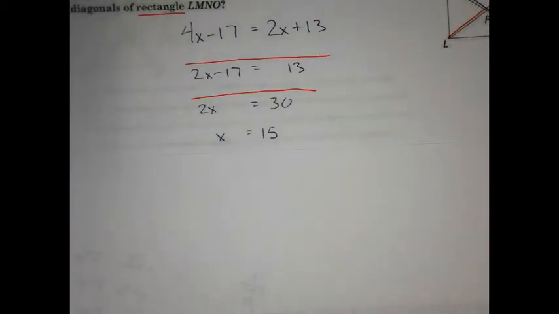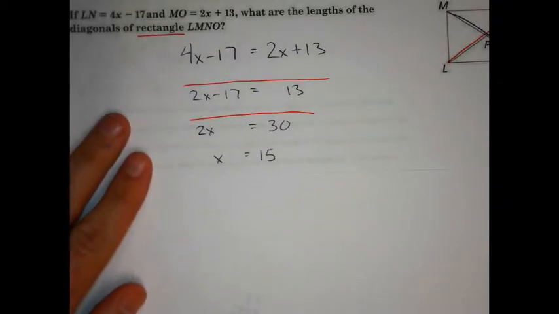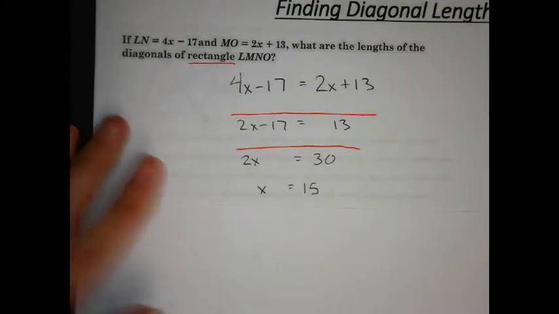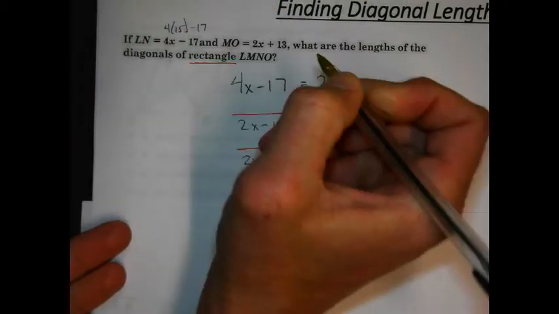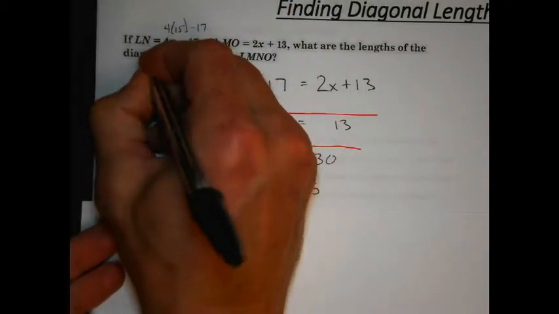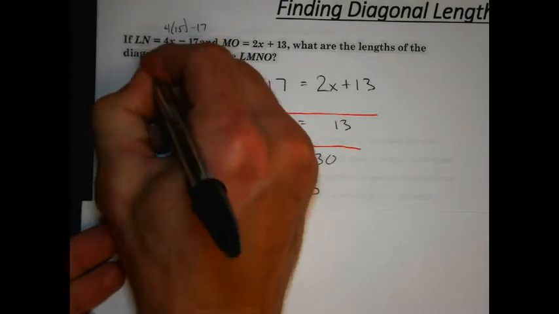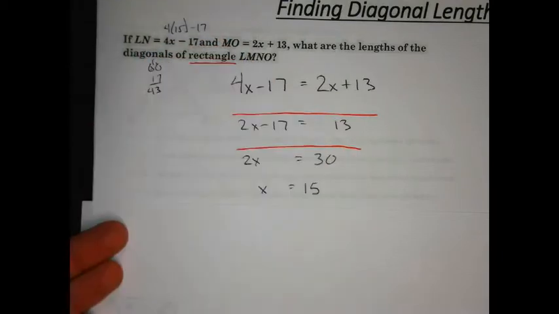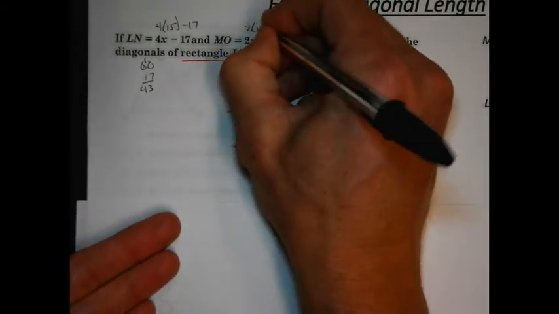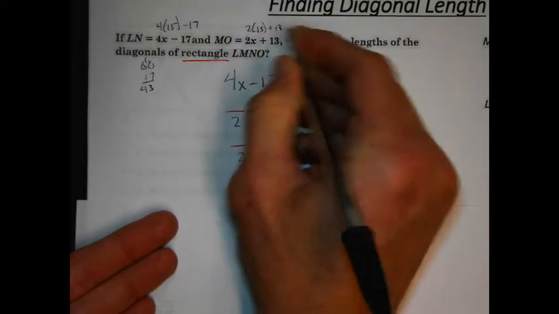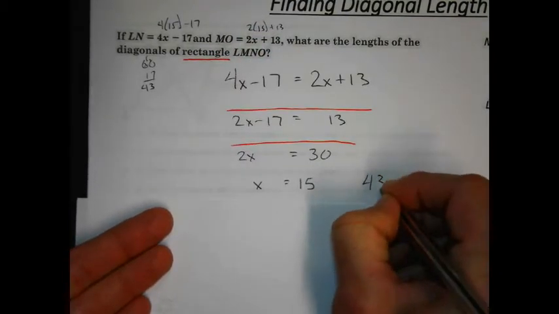Now that I know that x is 15, I can start plugging stuff in. If x is 15, I have 4x minus 17, so 60 minus 17, which is 43. Let's make sure that's the same on both sides. I also have 2x plus 13, so 2 times 15 is 30, plus 13 is 43. I know it works. 43 units.